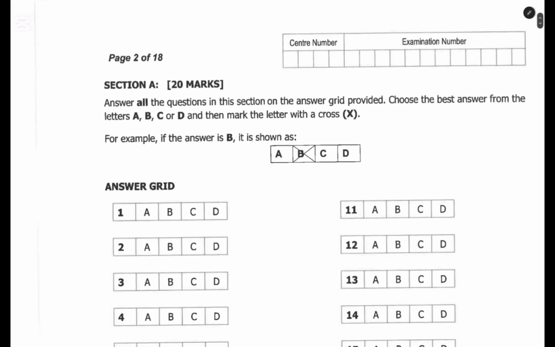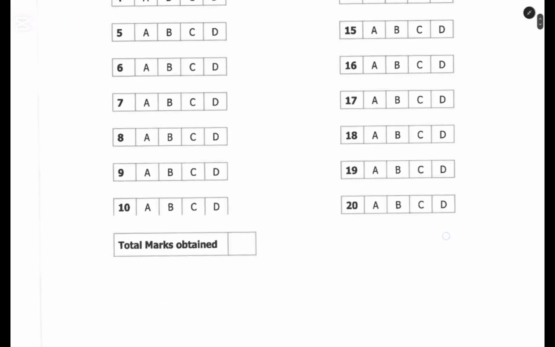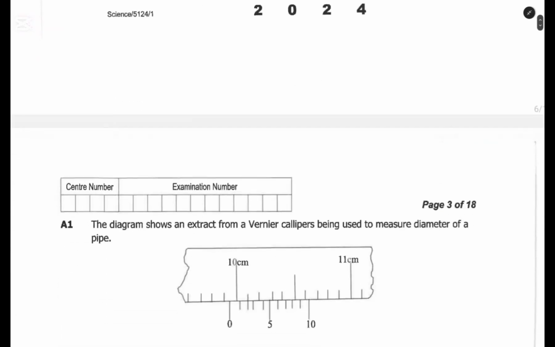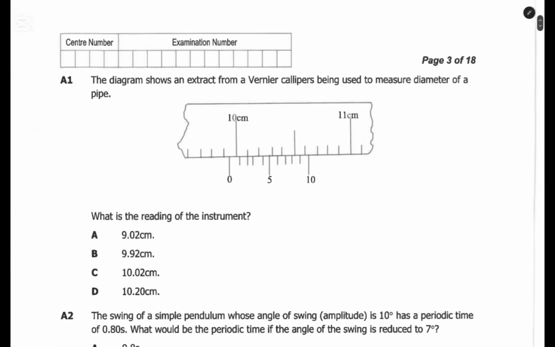The multiple choice first section is 20 marks, and you need to choose the answers. The first question was this one: the diagram shows an extract from a vernier calipers being used to measure the diameter of a pipe. What is the reading of the instrument?